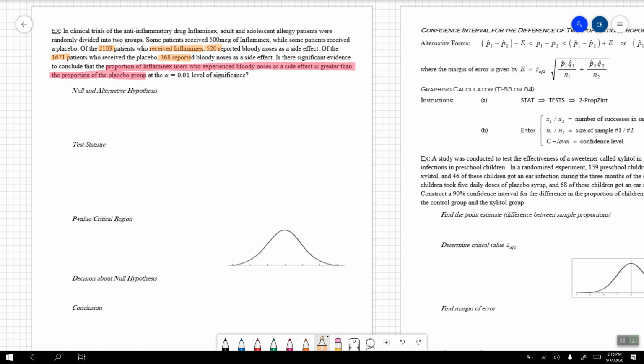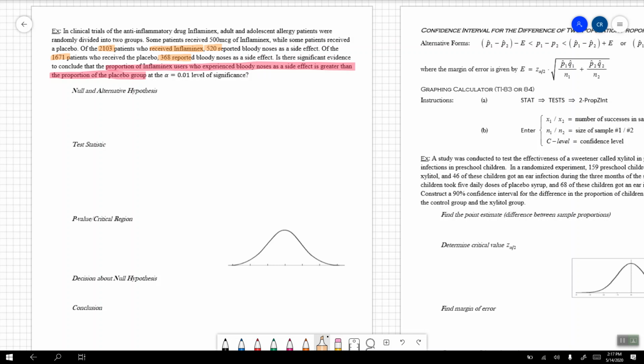It says that in clinical trials of the anti-inflammatory drug Inflamanex, adult and adolescent allergy patients were randomly divided into two groups. Some patients received 500 millicentigrams of Inflamanex, while some patients received a placebo. Of the 2,103 patients who received Inflamanex, 520 reported bloody noses as a side effect. Of the 1,671 patients who received the placebo, 368 reported bloody noses as a side effect.